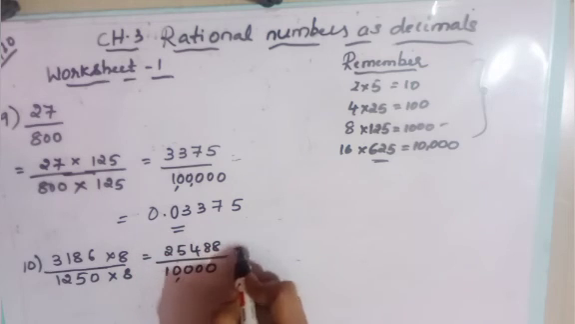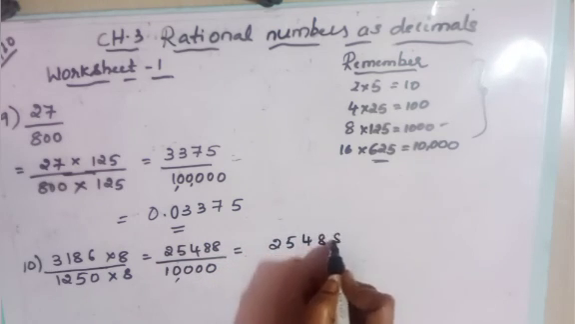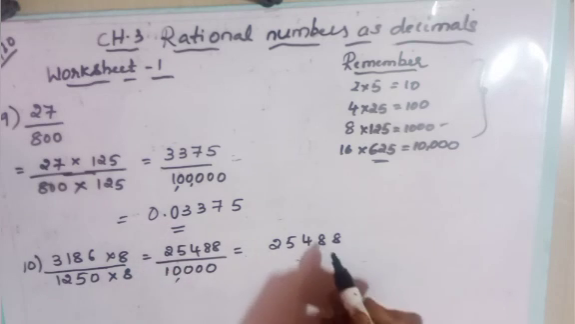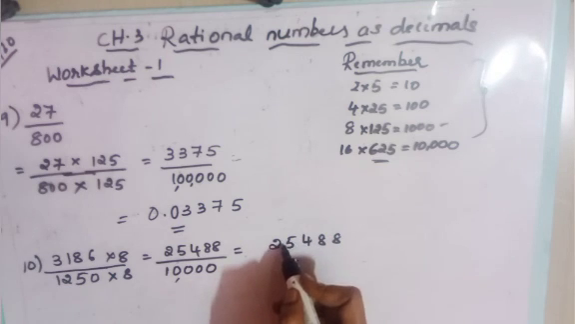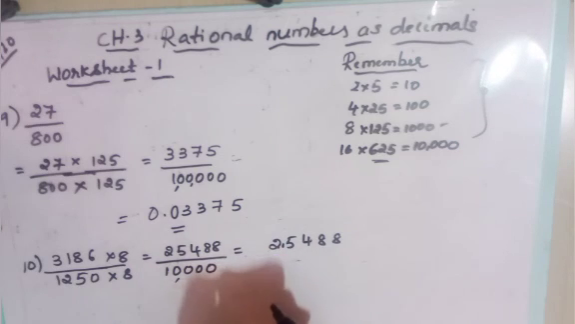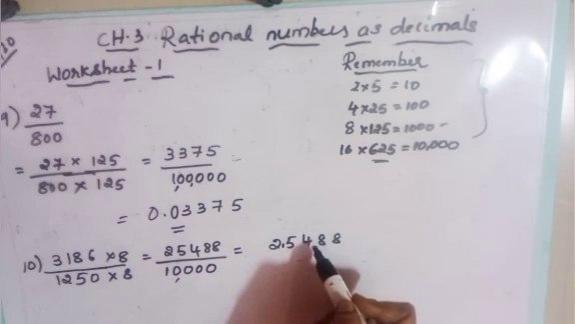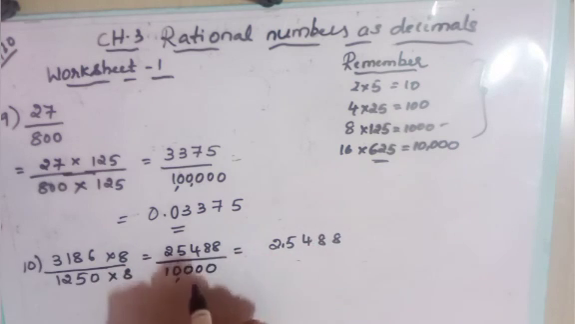So let us write it in the decimal form. Write this numerator number as it is, that is 25488. How many zeros does the denominator have? That is 1 2 3 4 zeros. So count the digits 1 2 3 4 from the right, and here we have to keep the point. Okay, the number reads as 2.5488. So in this way we have to convert rational numbers into the decimal form.